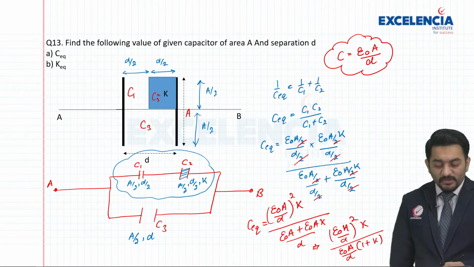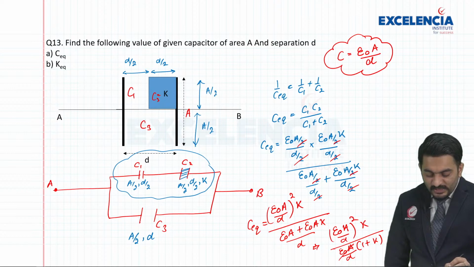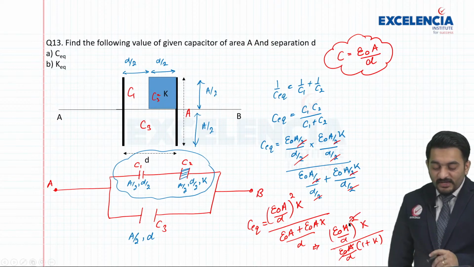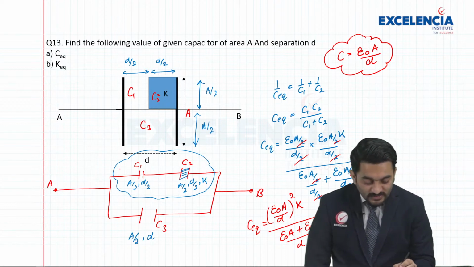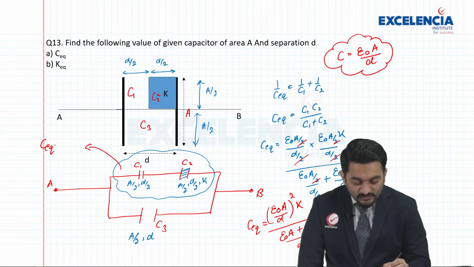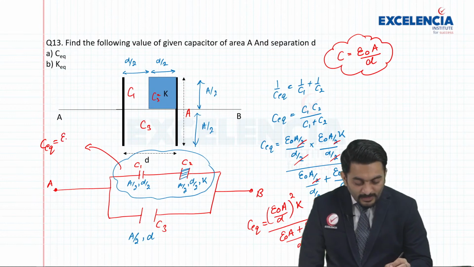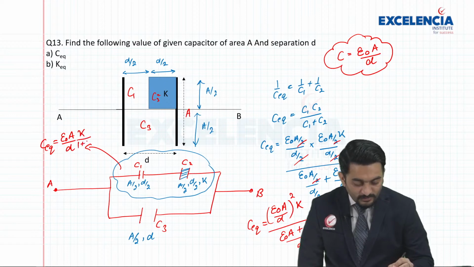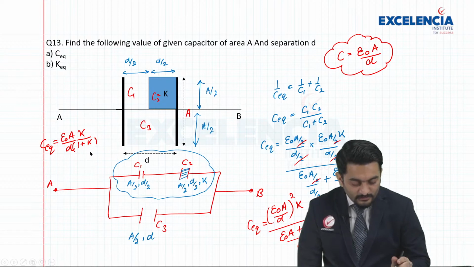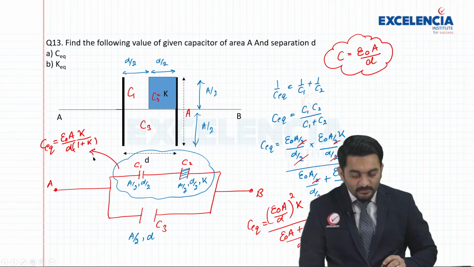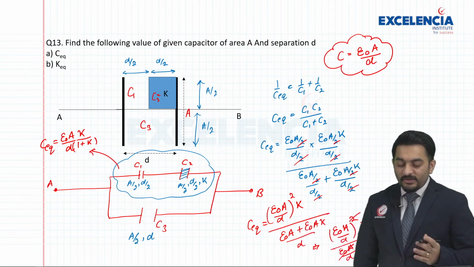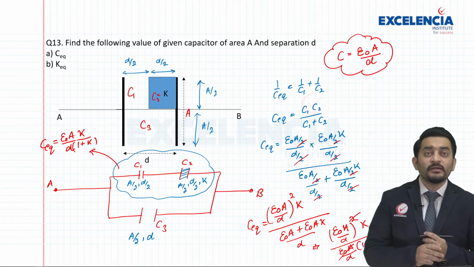Now you can see that this and this will get cancelled, so the value of C equivalent that I am getting for C1 and C2 is epsilon naught A by D times K over 1 plus K. So this is how it appears. 1 plus K or K plus 1, whatever you want to write, it is correct.